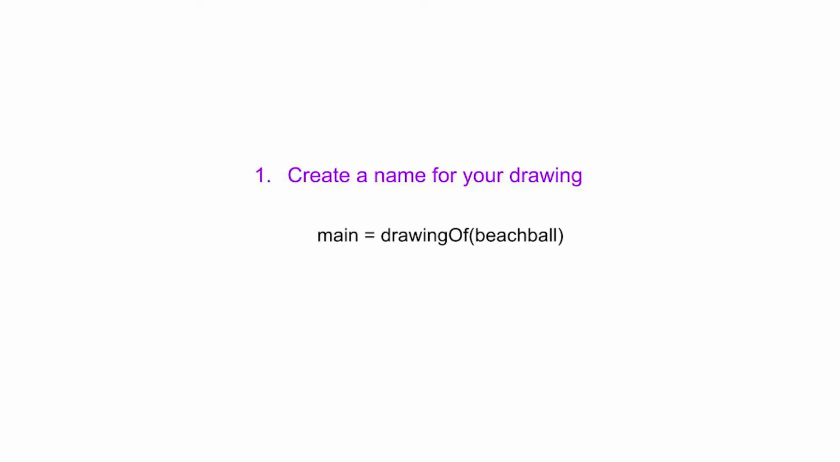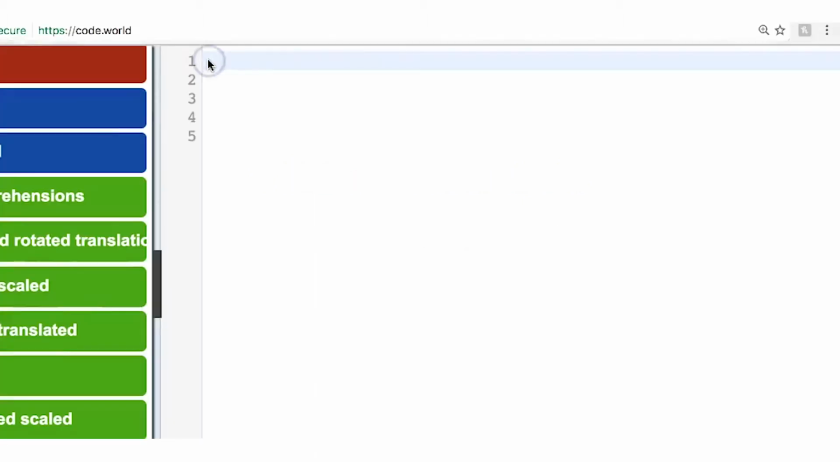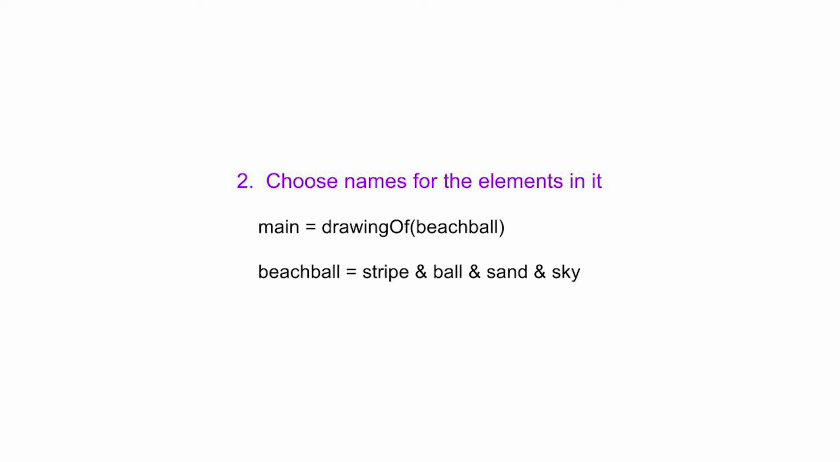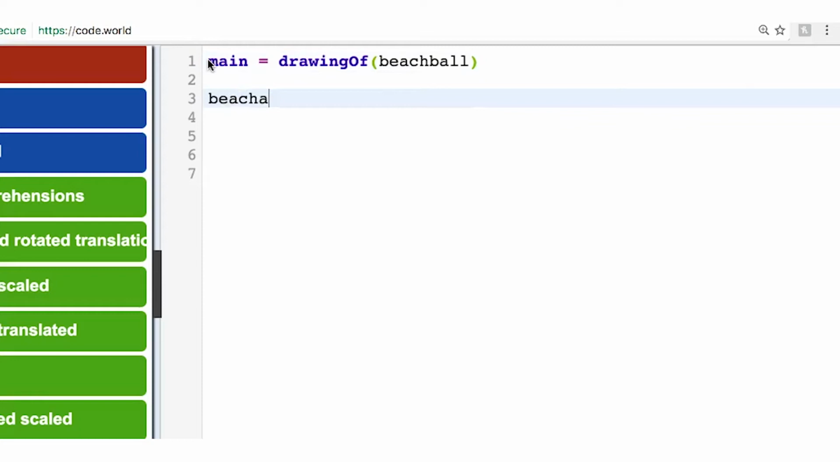So the first thing I do is write main equals drawing of beach ball. Now we need to figure out what elements comprise our scene. I know I want a beach ball with a stripe, some sand, and some sky. So I'm going to write beach ball equals stripe first because it goes on top of the ball, next because it goes on top of the sand, next because it goes on top of the sky. So your drawing is multiple layers, and whatever you put first is what shows up on top.